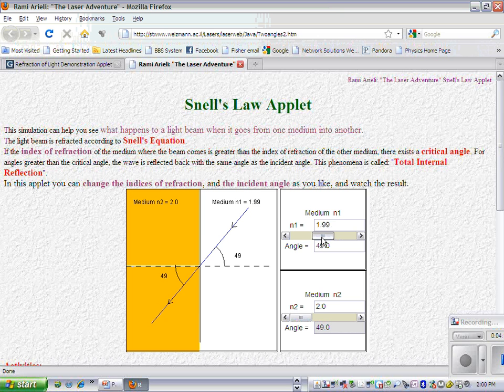We keep medium 2 at 2.0. And look what happens when I'm right at 2. When they're both at 2.0, it goes straight through. And then look what happens when it gets larger than 2.0. Medium 1 is larger than 2.0.